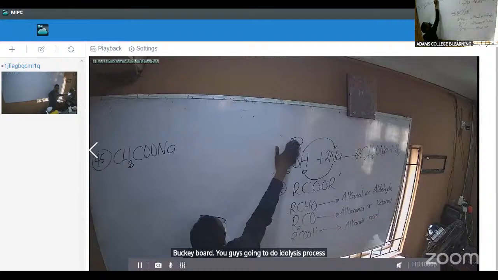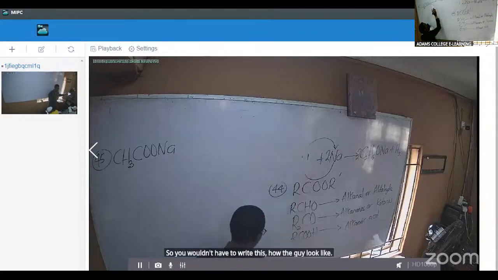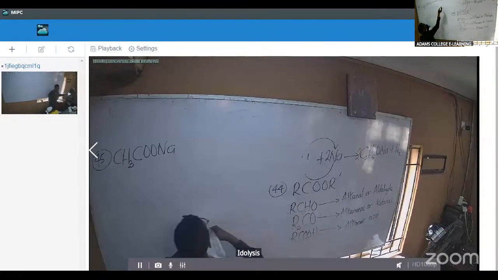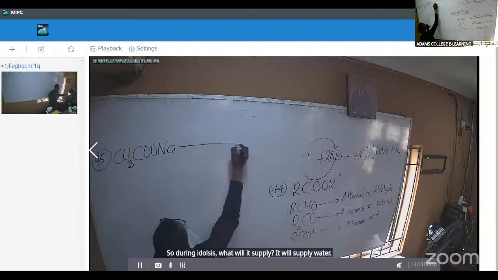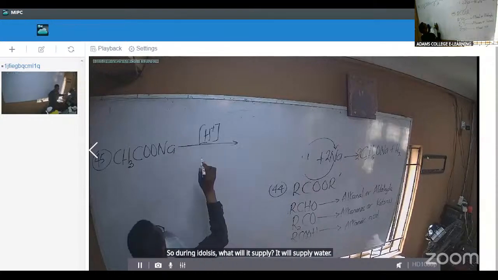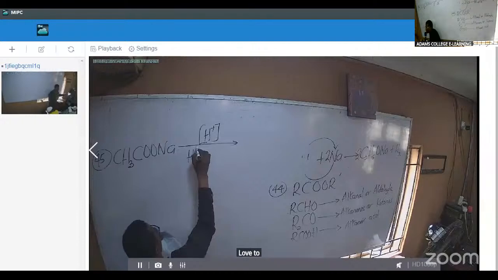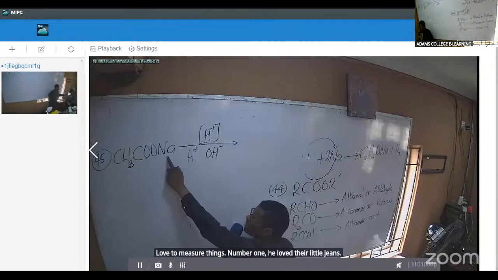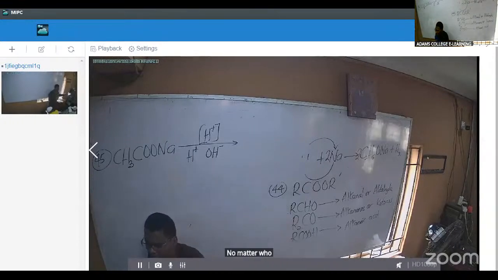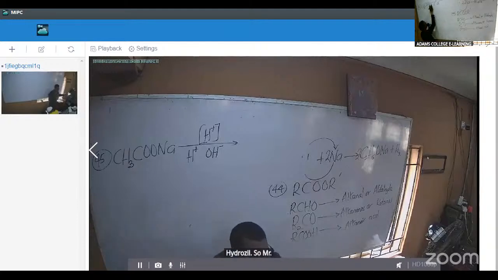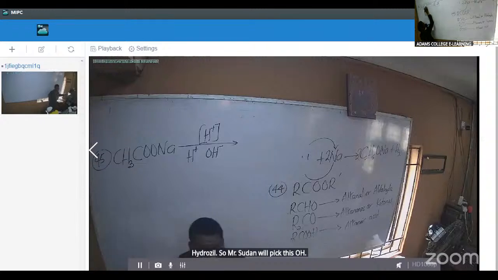So you won't even have to write this; this is how the guy looks. Hydrolysis. So doing hydrolysis, what will it supply? It will supply water. Class, Mr. Sodium in this world loves two major things. Number 1, he loves the halogens. Number 2, he loves the hydroxyl. He loves what again? Hydroxyl. So Mr. Sodium will pick this OH, and this one will pick this one.